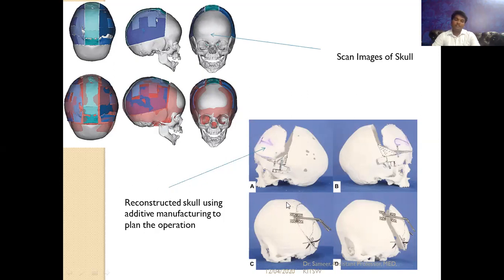Here we can see the diagram in the slide, A, B, C, D. This represents the reconstructed skull using additive manufacturing to plan the operation. So they could plan the operation, how to cut the skull without damaging the internal parts, and how they could perform it within a short period of time, and what are the complications that they could avoid during the operations. So it worked as a rehearsal for them. We can see the lines drawn on the skull as well.